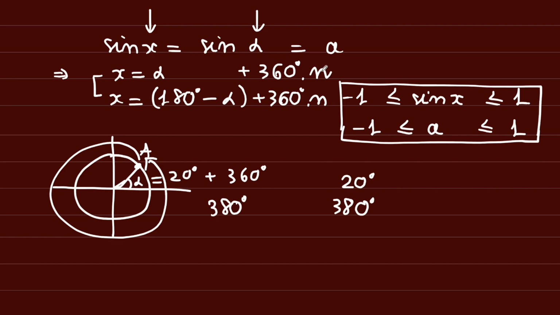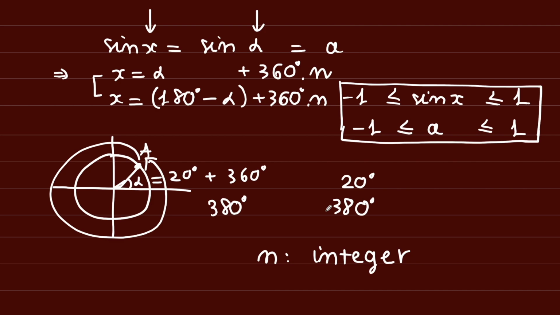And how about n? The n here is how many times you turn that point around the circle. So the value for n needs to be an integer. The integer can be a positive number, a negative number, or 0, but it has to be an integer.